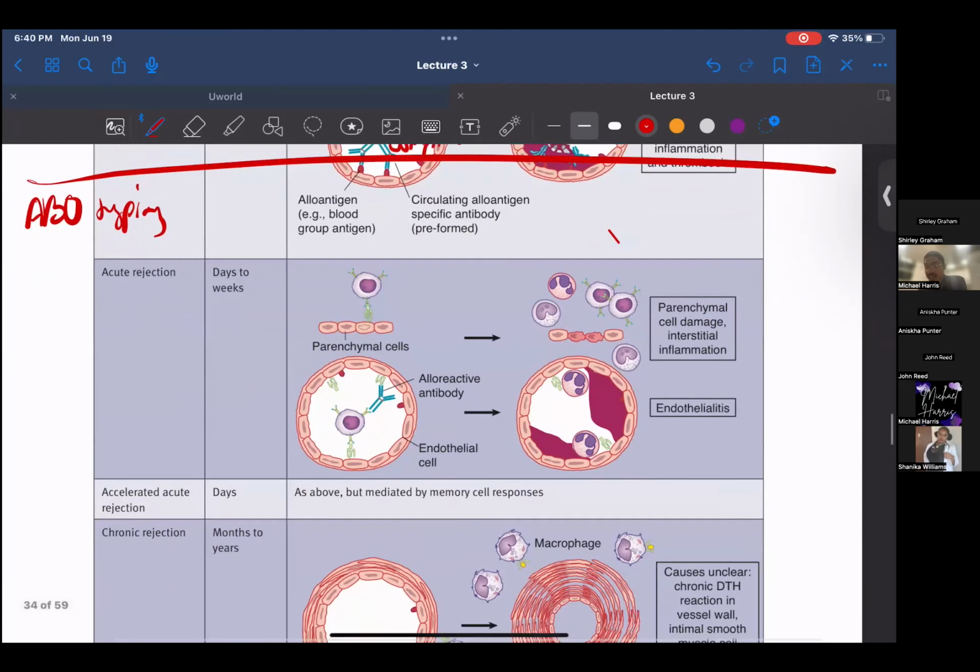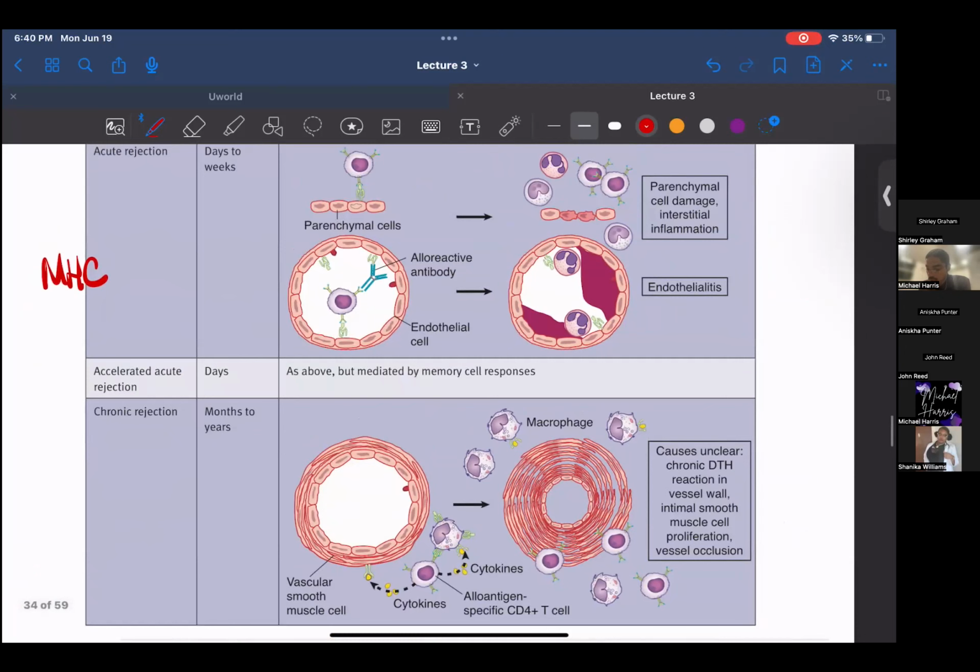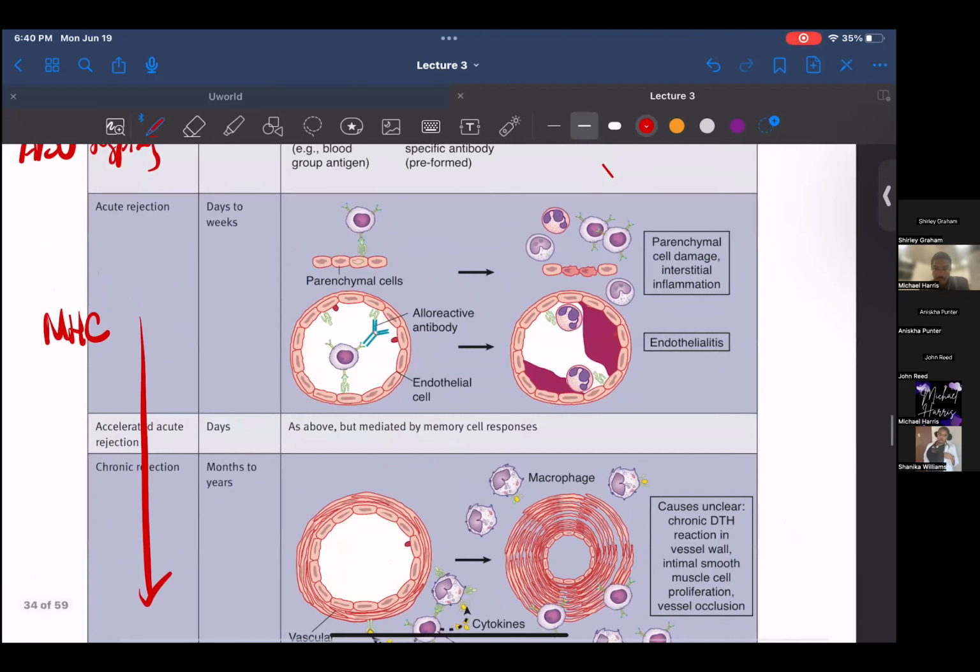However, the next one, acute rejection. Acute rejection is now more looking at MHCs. Do your MHCs match? With an acute one, they don't fully match up. So as a result, you produce CD8, CD4 cells that then damage the cell lining and cause issues. Okay?